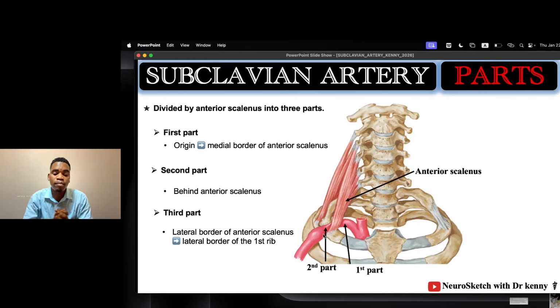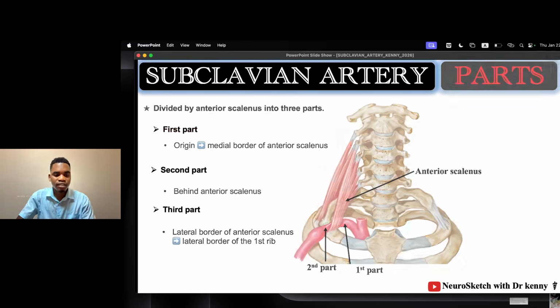And remember, after the lateral border of the first rib, the subclavian artery changes its name to axillary artery. Once it crosses the lower border of the first rib, it becomes the axillary artery. There is nothing really structural to demarcate these arteries, it's just demarcation by the lower border of the rib. After that, it gives a lot of branches that we have already discussed, or we shall discuss. We're going to put the links below.